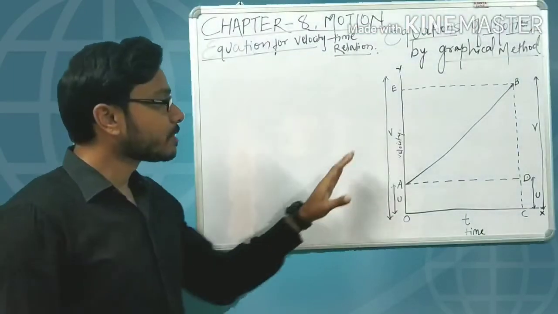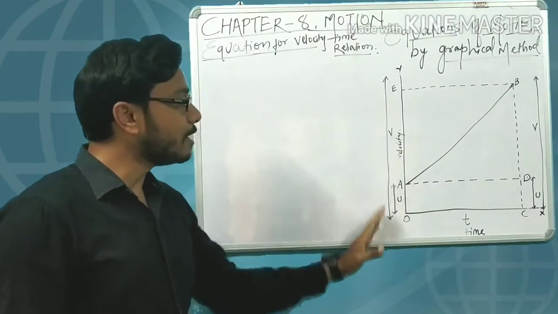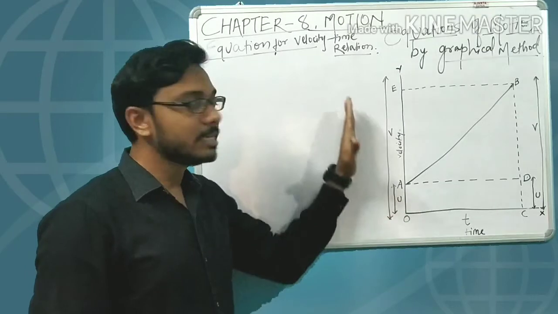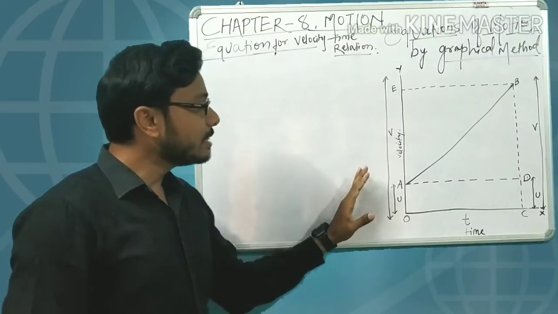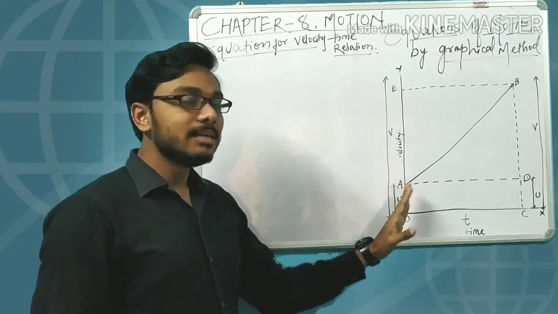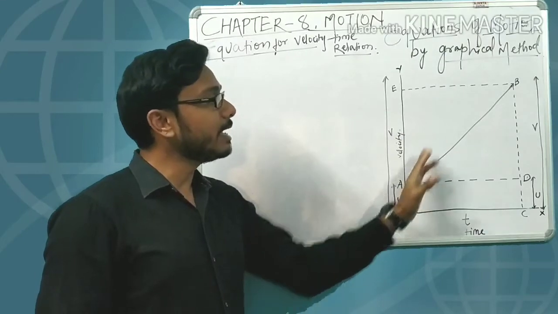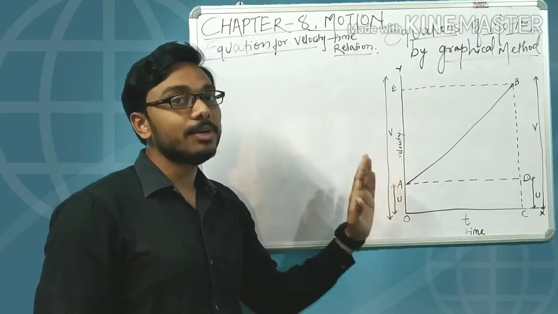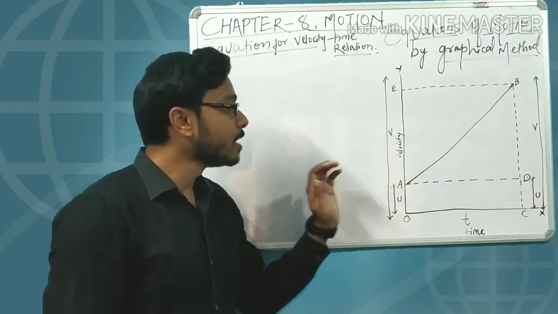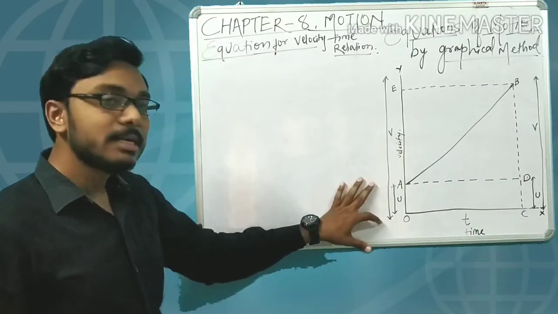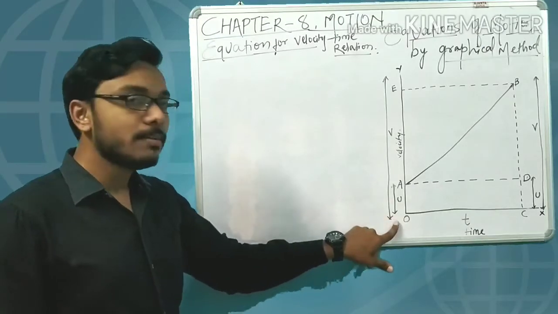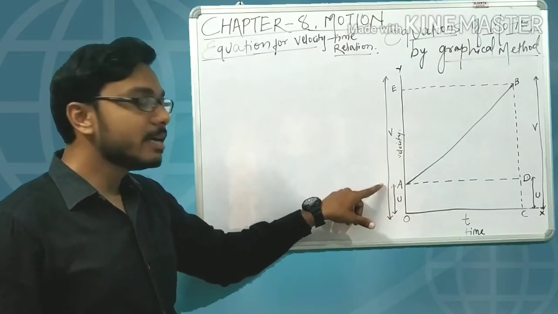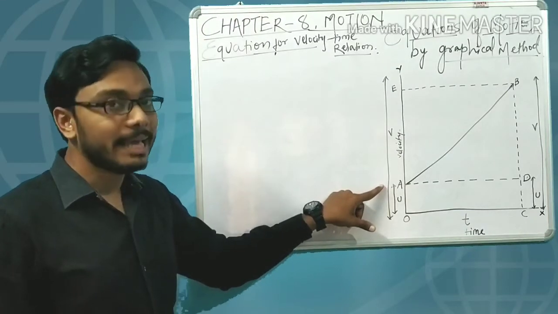Now let us see. In this graph you can see it is a velocity time graph. The time is in the x-axis and the velocity is in the y-axis, and there is a body which is traveling from a point A till the point B. Let the body have a uniform acceleration, but here you can see the body is not starting from the origin point, that is O. The body is starting somewhere near the point O, that is point A.